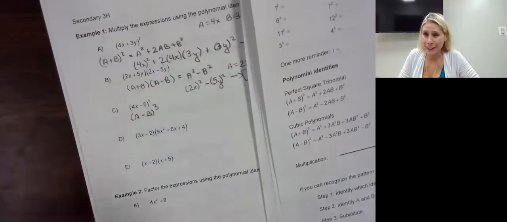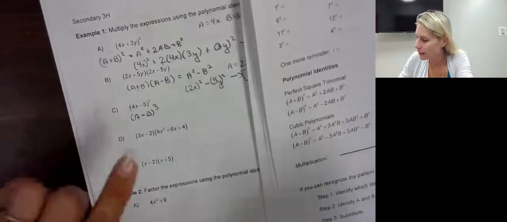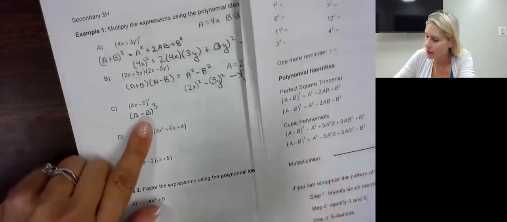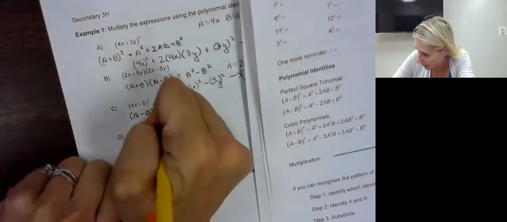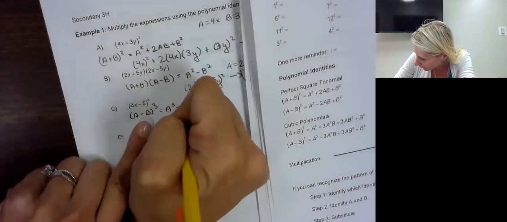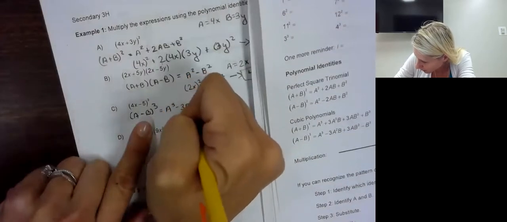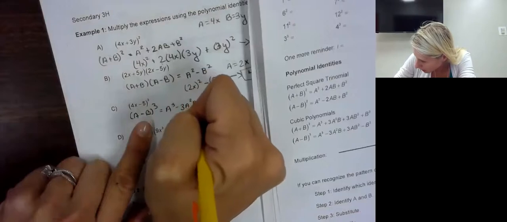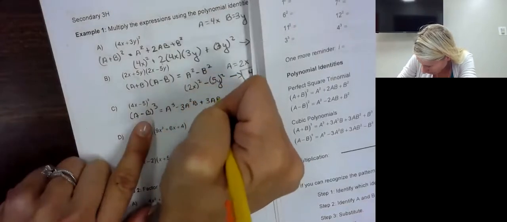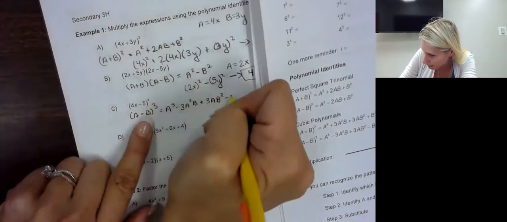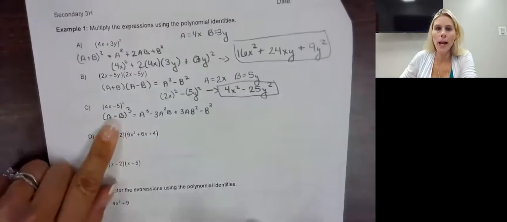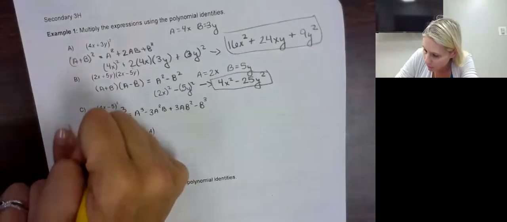Sorry guys, I got interrupted. Okay, so we're back. We said it's a cubic polynomial right there. So let me make sure I'm writing this down correctly. So it's a cubed minus 3a squared b plus 3a b squared minus b cubed.